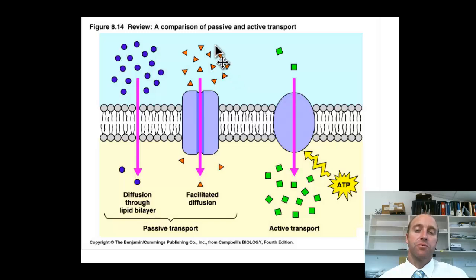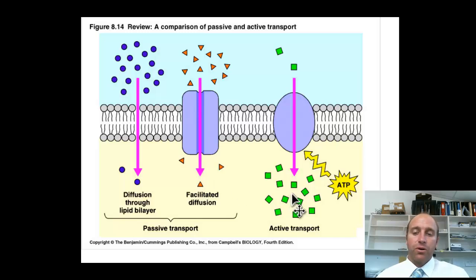Likewise with facilitated diffusion, but the molecule's a bit larger, and instead of just slotting through the phospholipids that make up the cell membrane, they have to go through a protein channel. But it's the same concept. It's diffusion, high concentration to low concentration. They just need this protein channel or this little pathway through the membrane to get through because of their size.